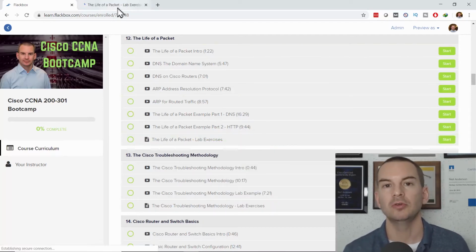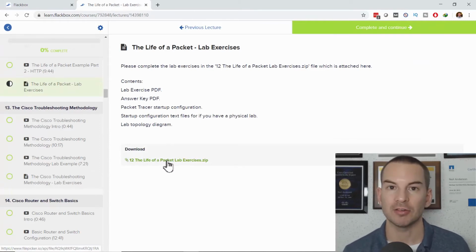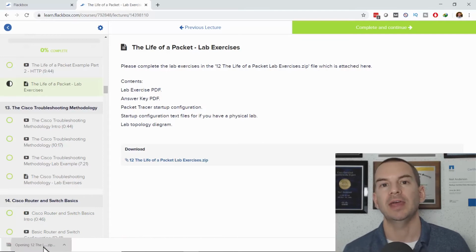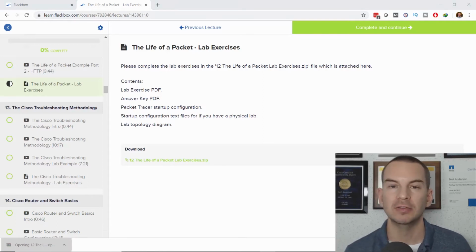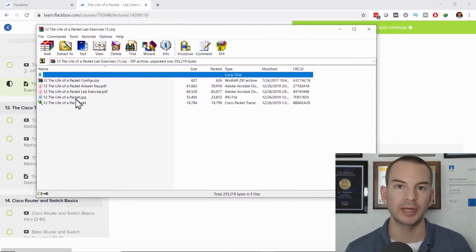So what you'll find in those lectures is there's a couple of PDFs. There's the lab exercises, which are the tasks for you to do in the lab. And then there is the answer key that gives you the detailed explanation of how to actually do it.